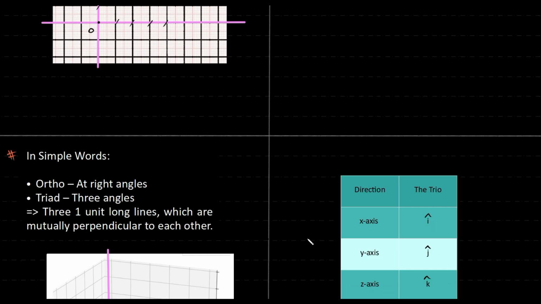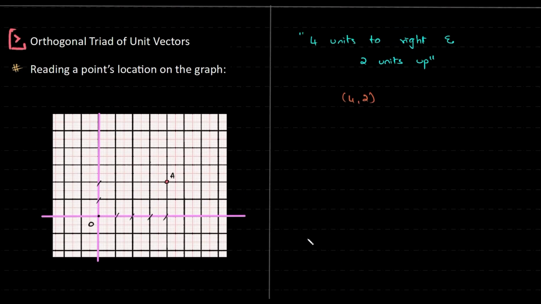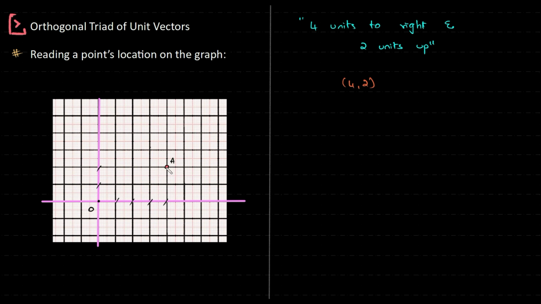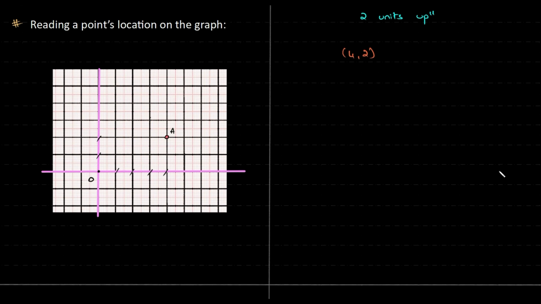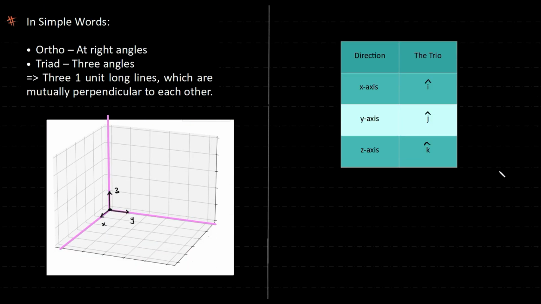So this is a very small introduction. We'll understand how exactly to represent this vector A using the orthogonal triad of unit vectors in the next video. For now, just copy the heading. And here, please copy everything.